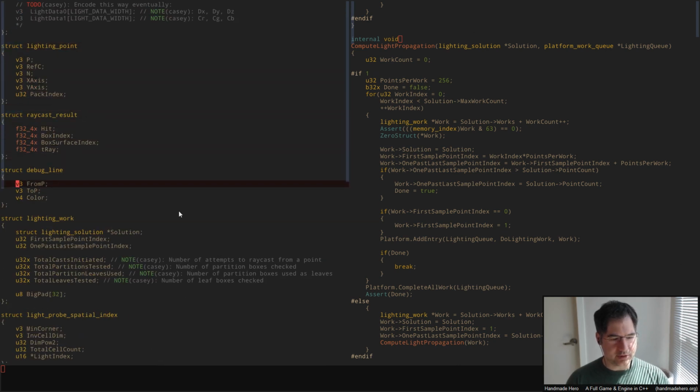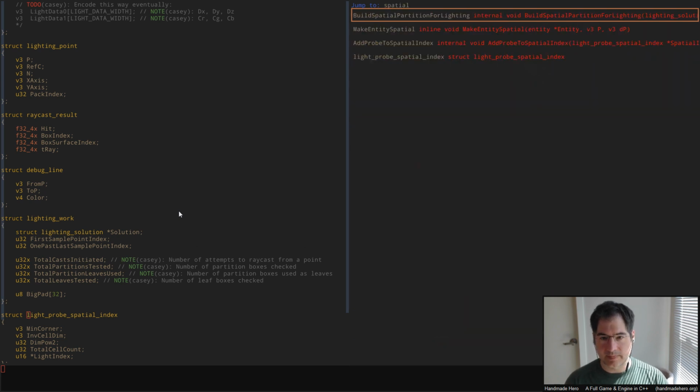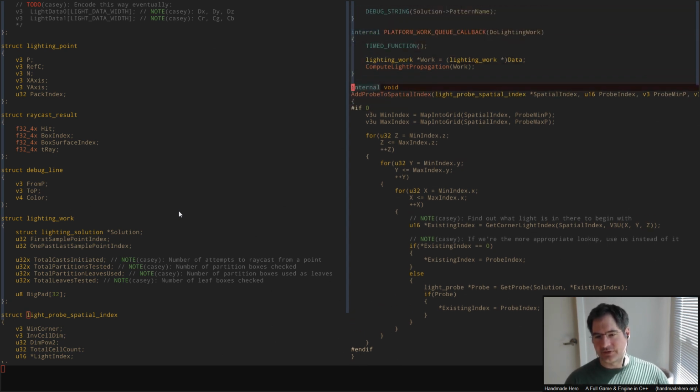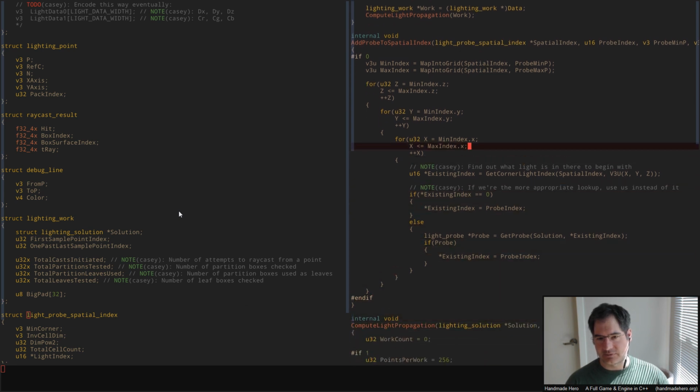Yeah, here's our light probe spatial index. Didn't we have this? Here it is. All right, we did. I just, for some reason, am blind and can't see it. Anyway, so on Saturday, we started with this function. And this is basically just saying, look, I want to be able to add these things to a spatial index. And the reason that I want to add them to a spatial index is because I need the lookup to be fast.